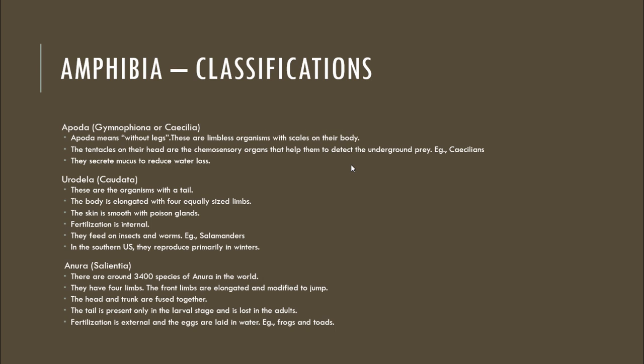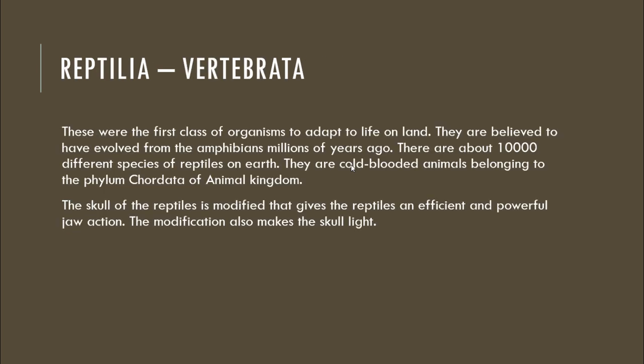Then the Urodela, they are the Caudata. These guys look like the lizard, yes. They look like lizards, salamander, yeah. While in Anura, this is where you have your frogs and toads. So Anura, the word 'ura' is always referring to tail. So Anura means they don't have it. That's just the idea.